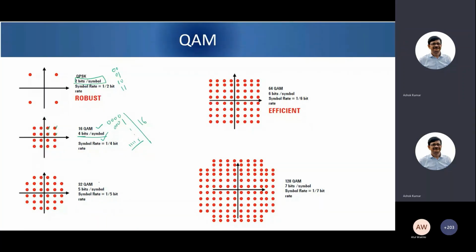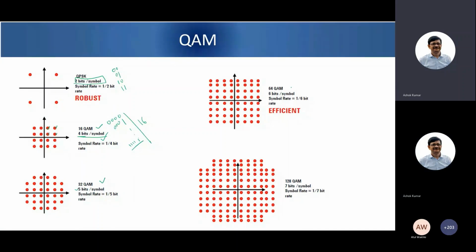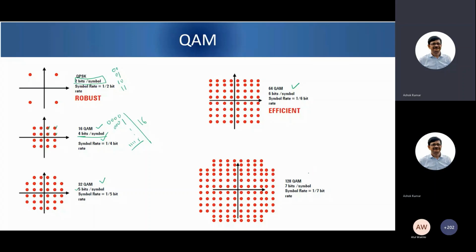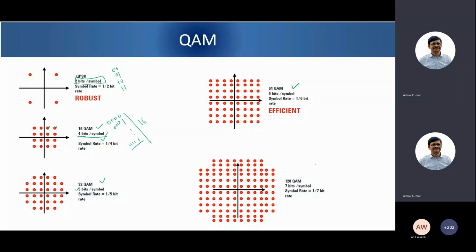Similarly, for 32 QAM, you can transmit 5 bits. Basically, you can calculate 2 to the power. For 64 QAM, you can have 6 bits, and then for 128 QAM, you can have 7 bits per symbol. You can calculate.